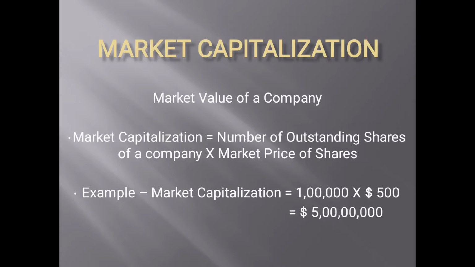And how is it calculated? It is calculated by multiplying the number of outstanding shares of a company by the market price of shares. So this is known as market capitalization. For example, assuming the number of outstanding shares is 1 lakh and the market price of a share is $500, the total market capitalization of the company is around 5 crore dollars. So this is known as market capitalization. Basically, it is the market value of a company.